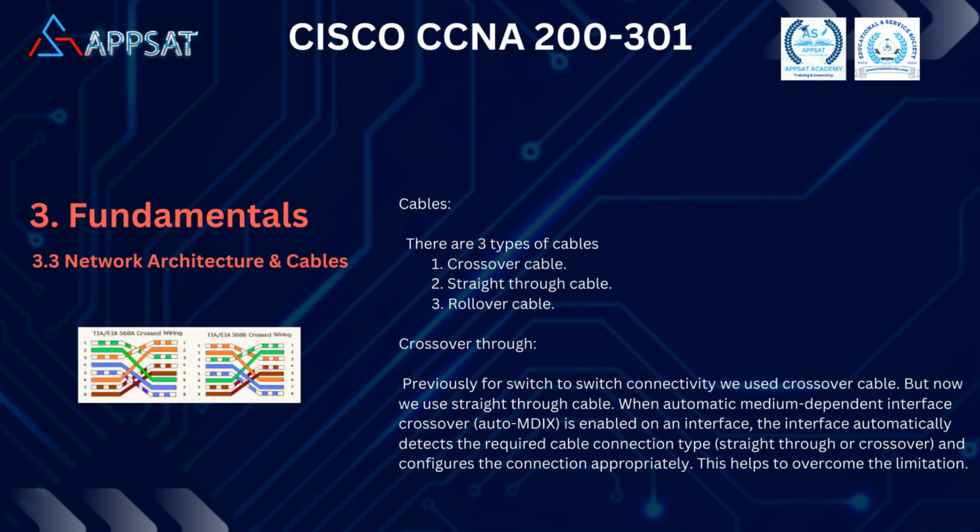Previously for switch-to-switch connectivity we used crossover cable, but now we use straight-through cable. When automatic medium-dependent interface crossover, auto-MDIX, is enabled on an interface, the interface automatically detects the required cable connection type, straight-through or crossover, and configures the connection appropriately. This helps to overcome the limitation.